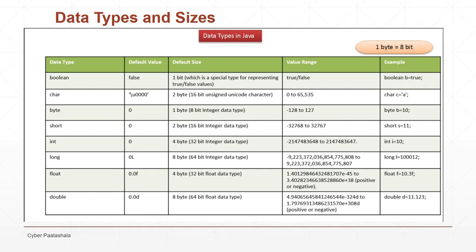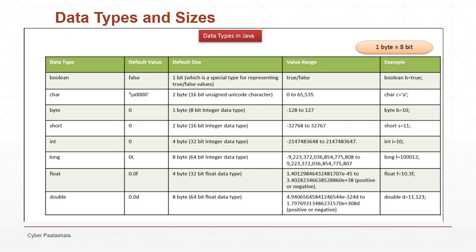Short. We usually use the short data type to declare short integers if they are in the range between minus 32,768 to plus 32,767. If your integer is in between this range, you can use a short data type, and the default value for the short data type is 0 and the default size is 2 bytes, which is nothing but 16 bits. So here we have an example of how to declare a short variable. Short s equals 11.